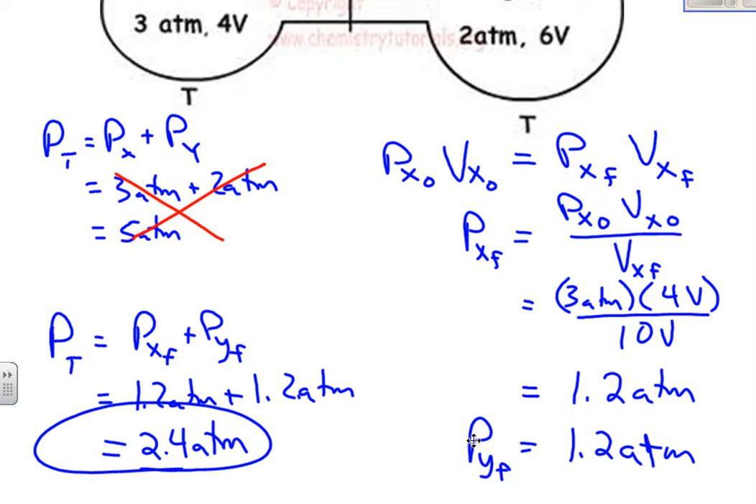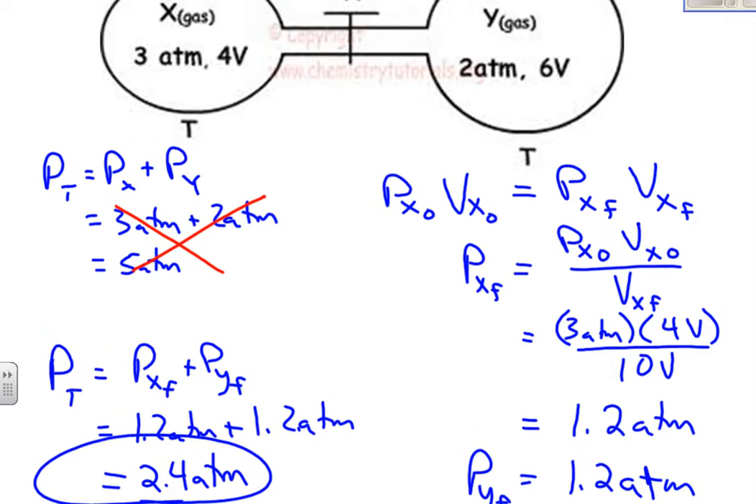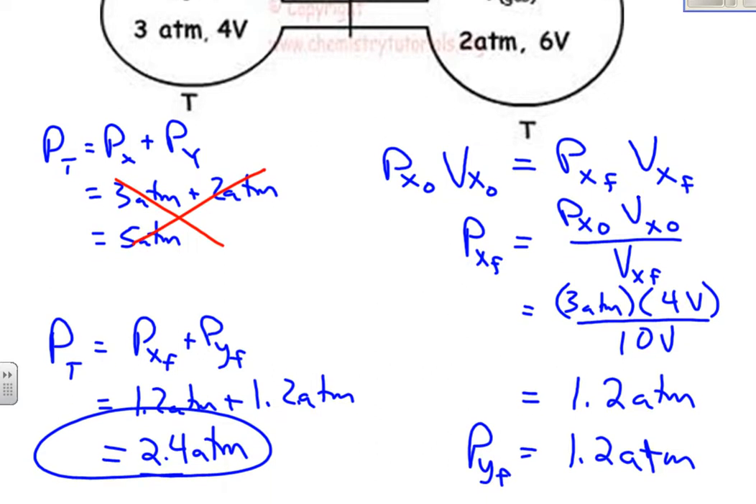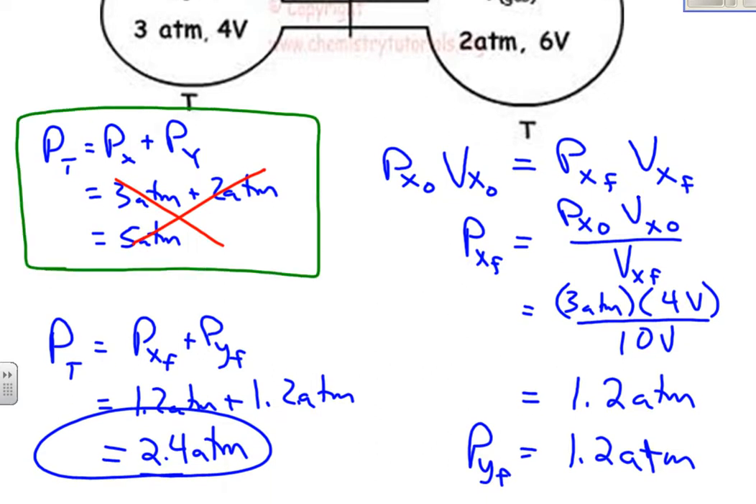All right. So combining volumes of gases is one important application of gas mixtures. And again, you want to avoid that quick and easy, just add the two pressures together. You have to consider the fact that when the two gases mix, both gases are going to occupy a larger volume than they started with.